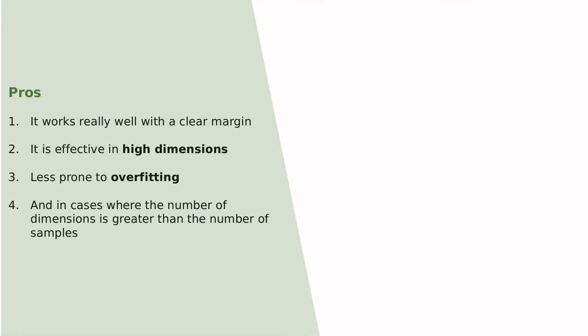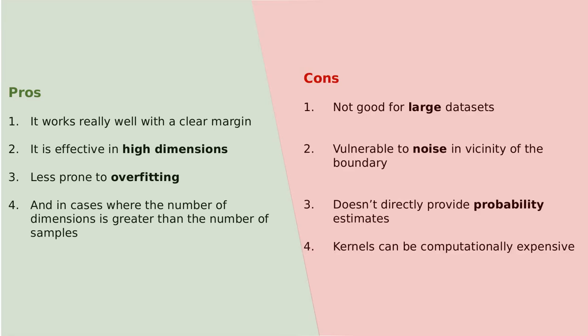It's effective in high dimensions. Again, going back to sound files or images, you have a lot of information: color, the brightness of the picture, and features like, I don't know, cats have ears which are kind of triangles and dogs don't. In that case SVM is going to work really well. It's less prone to overfitting. And in cases in which the number of dimensions is greater than the number of samples, it's probably the best algorithm out there.